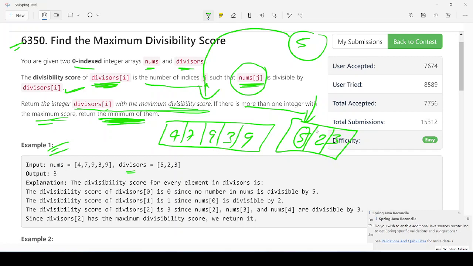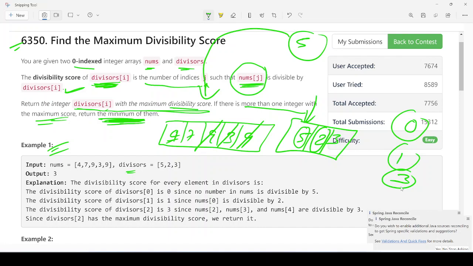Now if we check the divisor at index 1, which is 2: 4 is divisible, and I don't think any other number is divisible, so only one number can be divided. So I put 1 here. First 0 came, now 1. Now we check with 3. 3 divides 3, 9, and 3, so 3 times it can be divisible here.